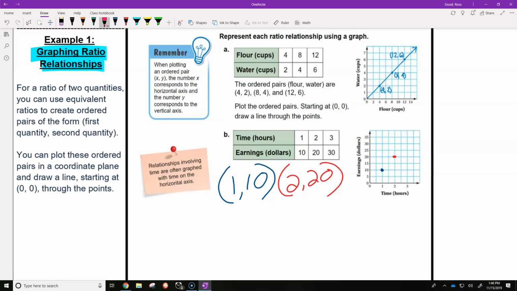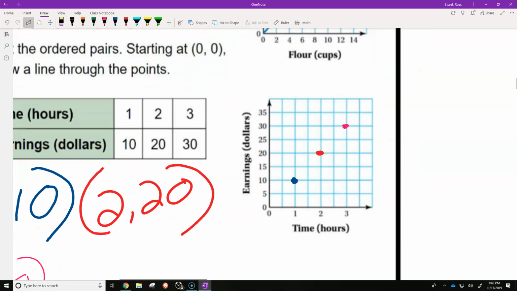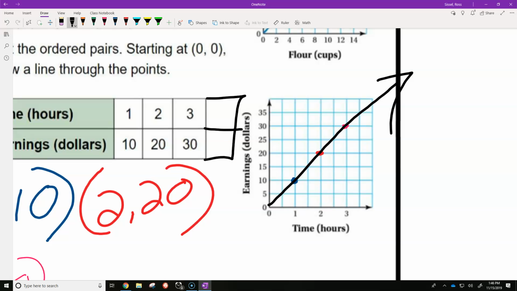What is my third? Marley? 3 to 30. Okay, I'm going to draw my straight line, and then I got a bonus question for you for one piece of candy. If I look at my line, what should be my next ratio? 1 to 10, 2 to 20, 3 to 30.